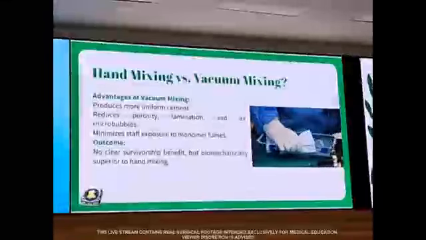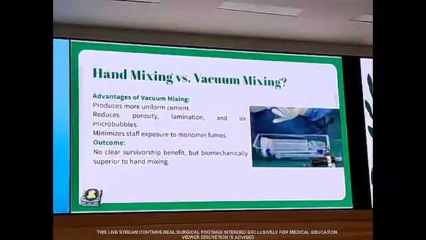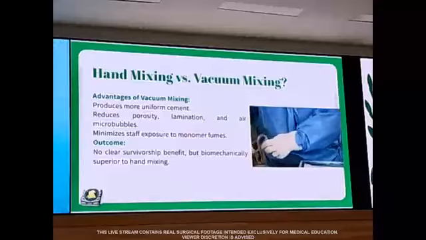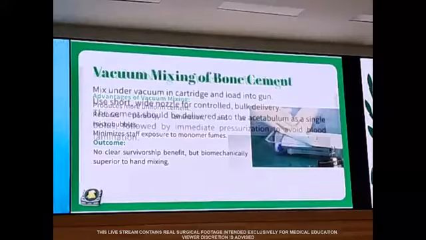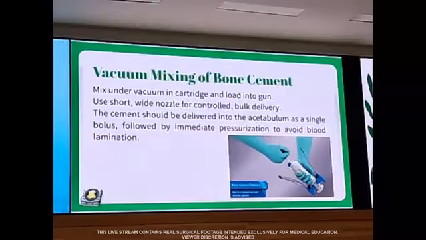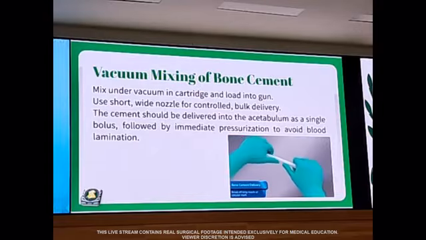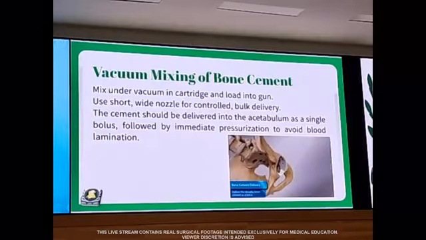Vacuum mixing produces more uniform cement, reduces porosity, lamination, and air micro bubbles, and minimizes exposure to monomer fumes. No clear survival benefit but biomechanically superior to hand mixing. Mix under vacuum in the cartridge and load into the gun. Use a short wide nozzle for controlled bulk delivery. Cement should be delivered into the acetabulum as a single bolus followed by immediate pressurization to avoid blood lamination.